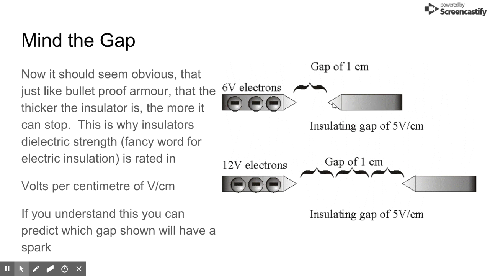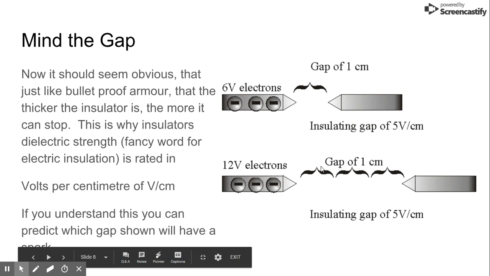This is called the dielectric strength. If there's a gap of 1 centimeter here, then you're going to need 5 volts, which is basically like saying 5 joules of energy for these electrons to jump the gap. Well, they got 6 volts, so these ones have more than enough to jump that gap. But if we make the gap 3 centimeters wide, that would give us an insulating power of 3 times 5, 15 volts. These are 12-volt electrons. They cannot jump the gap.